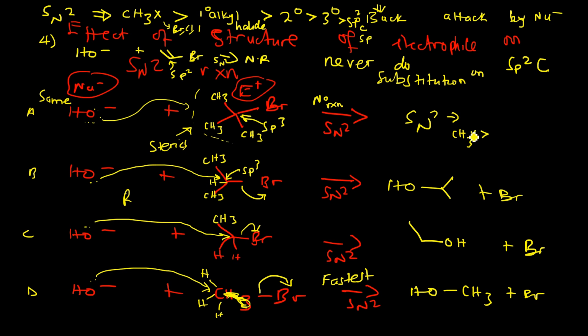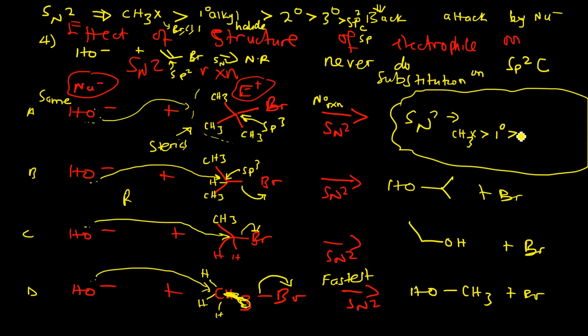That's why. So again, the rate of reaction for SN2 is the opposite of SN1, E2, and E1. It's always methyl X will be more reactive than primary alkyl halide. Primary will be more reactive than secondary, secondary more reactive than tertiary. And then, of course, you don't want to do substitution on sp2 or sp carbons. Never do that. And that concludes today's class.